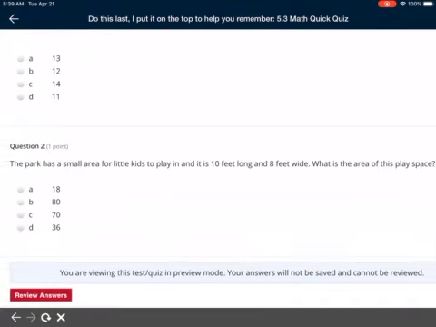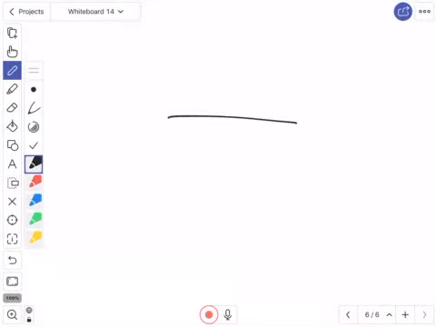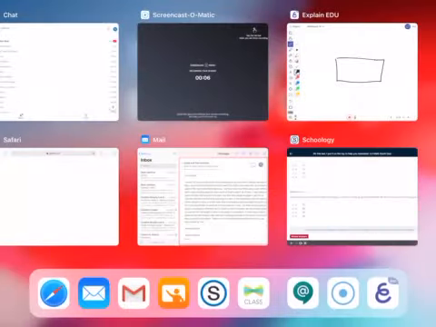If you need to watch this video again to figure out how to find area, you can. You can even go into your own explain everything, or just use a piece of paper, and figure out what the area is. So the park has a small little area. For me, I would draw the rectangle, and it said 10 feet long and 8 feet wide. I would use that to help me do my area.